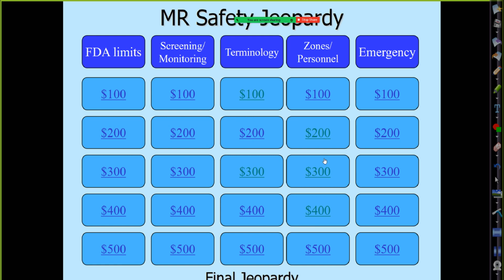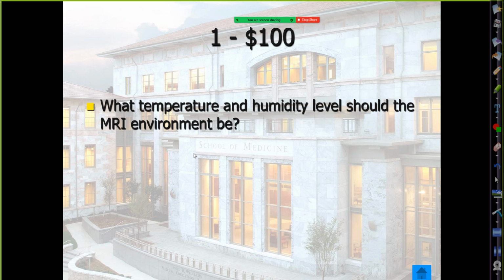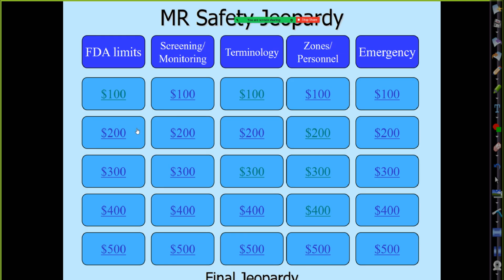Drew, why don't you pick a category? Let's go FDA limits for 100. All right. Temperature, humidity levels, what should they be? We just saw it. 65 through 75 degrees Fahrenheit. What was the humidity level percentage-wise? 50 to 70%. Make sure you guys know that. That's always a registry question.